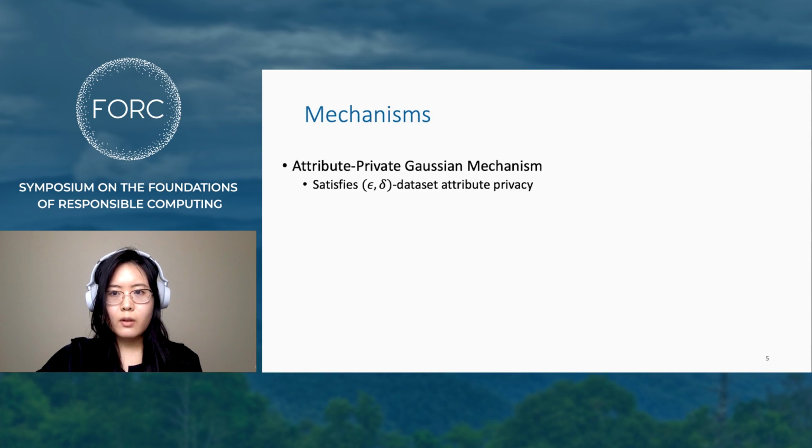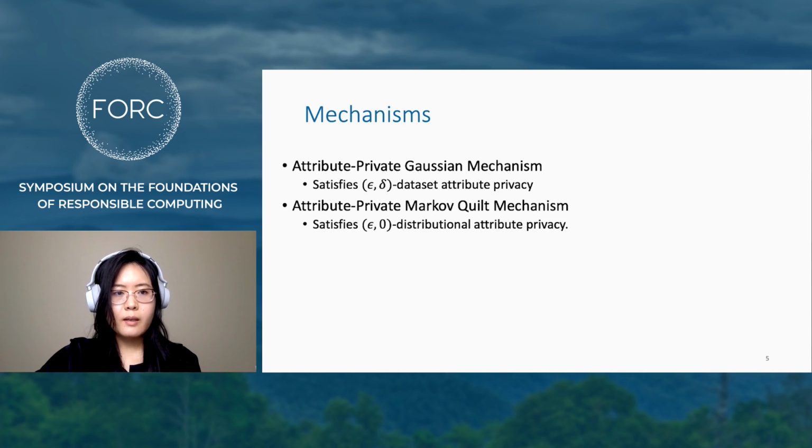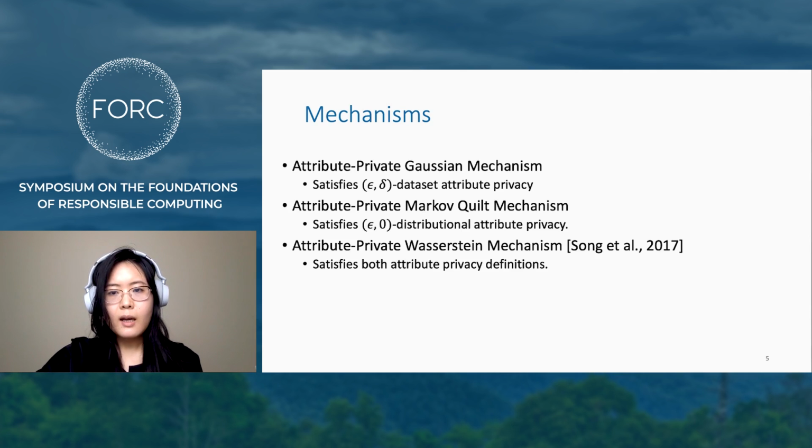We also gave several mechanisms to achieve attribute privacy. We propose an attribute private Gaussian mechanism to satisfy epsilon-delta dataset attribute privacy. We also propose an attribute private Markov chain mechanism to achieve epsilon-zero distributional attribute privacy. And there's a general mechanism for the Pufferfish framework, so it can also be applied here, and it's the attribute private Wasserstein mechanism.